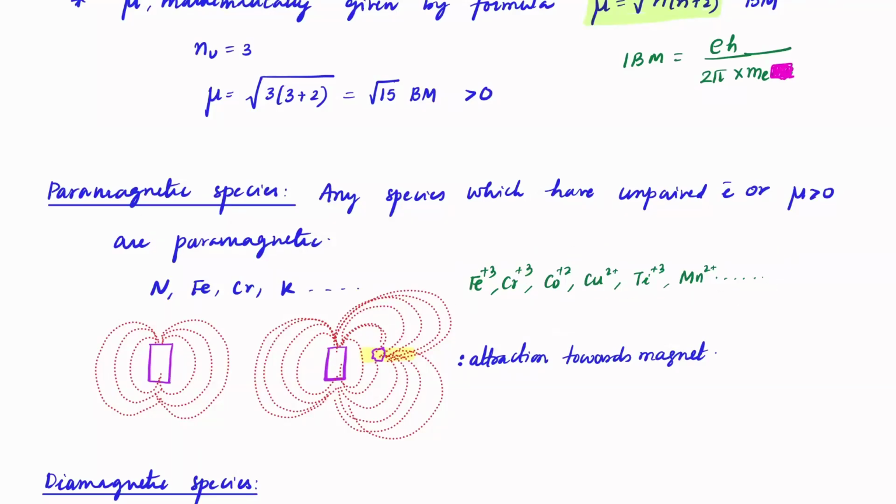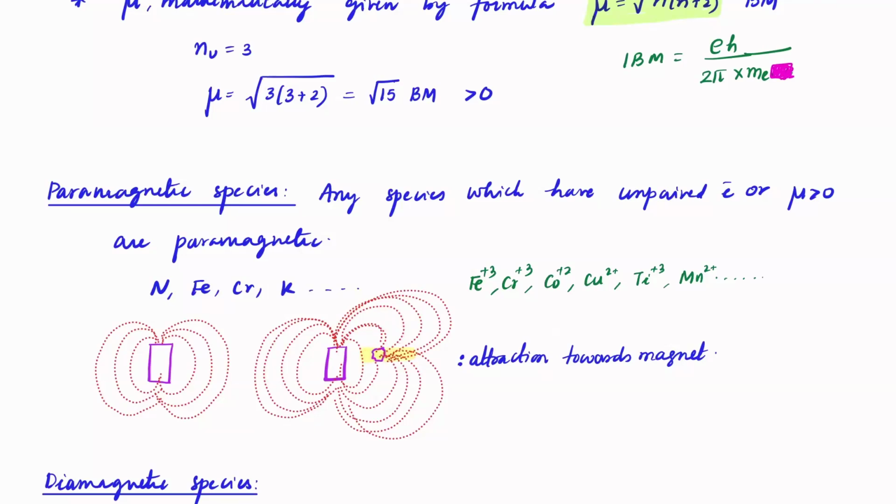What do you mean by paramagnetic, everybody? Any species which is weakly attracted to the magnetic field. For example, if I take chromium or potassium near a magnet, then what happens? That particle sits inside the field lines. The field lines get redistributed, and you will see the outward lines will be more, the inward lines will be less.